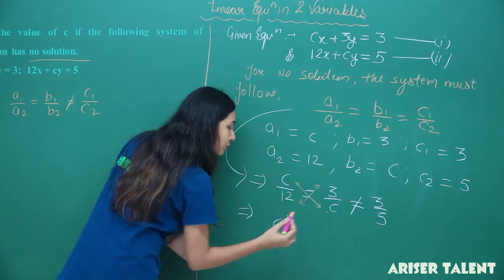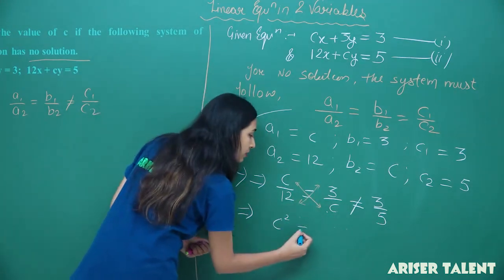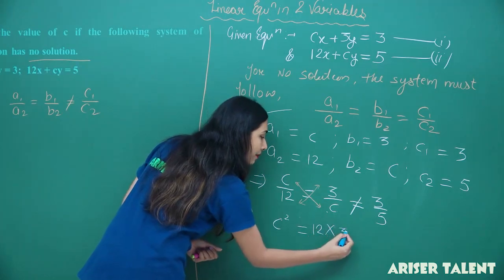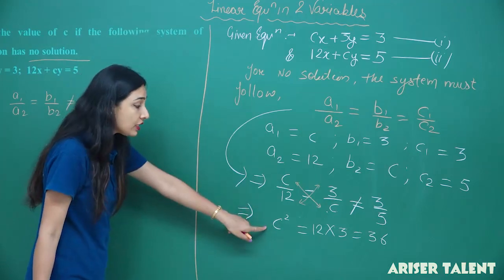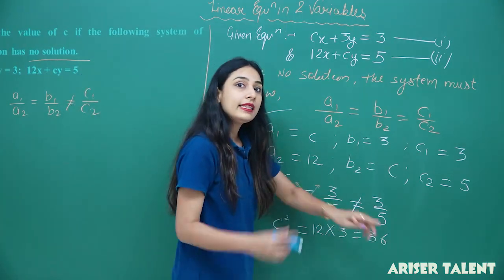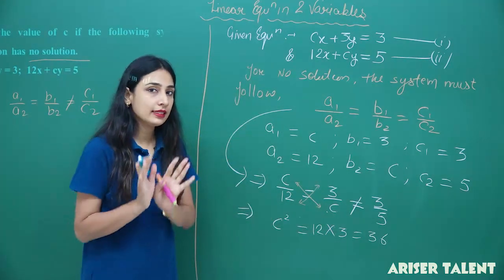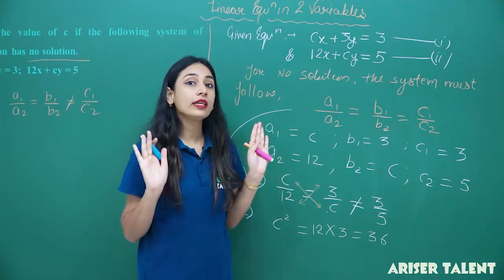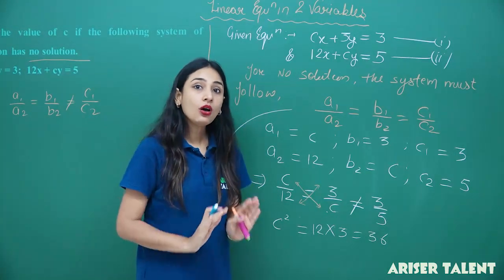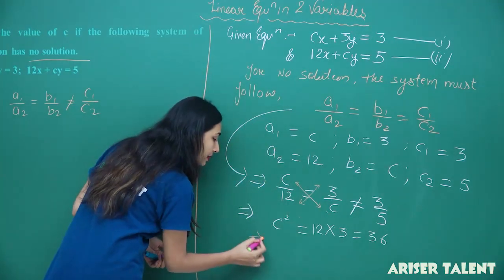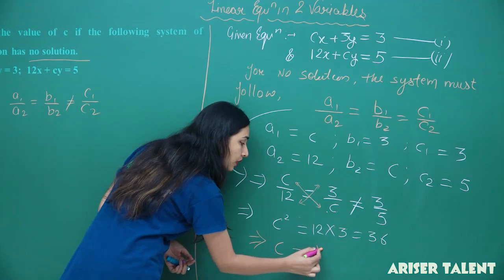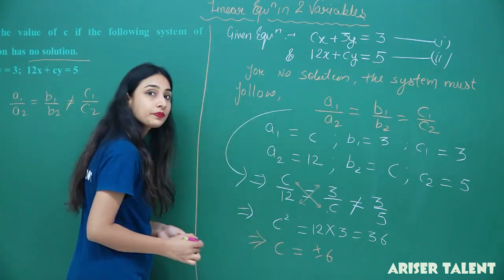By this cross multiplication, I will have C square. You know it very well, students. C square will equal 12 multiplied by 3, that is 36. Now, if C square equals 36, that means C equals root of 36. Now, root of 36 is nothing but plus and minus 6. Okay, so can I write here: this implies that C equals plus minus 6.